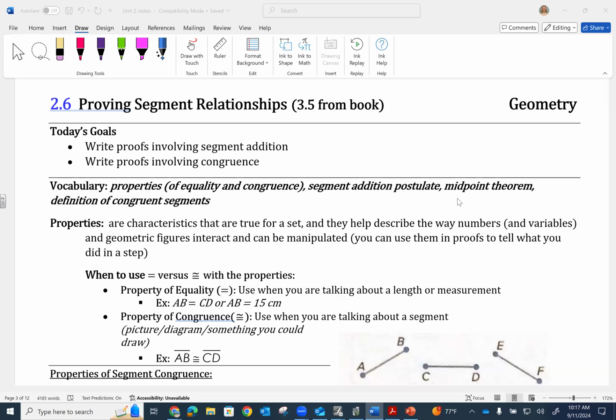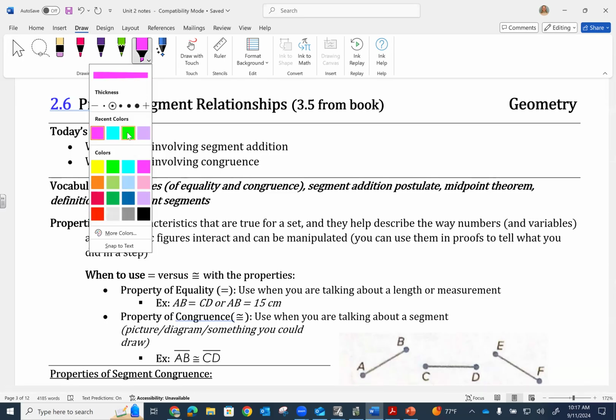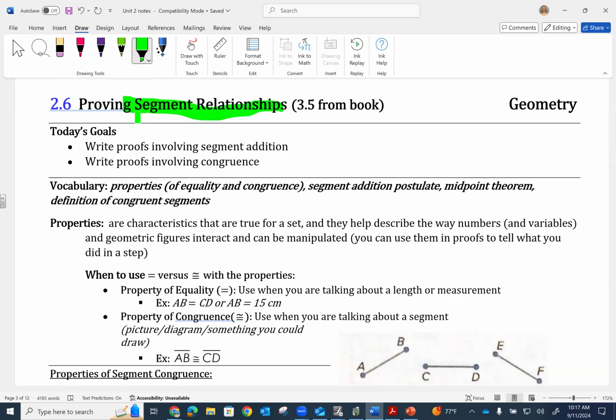Okay, so today we're going to be talking about segment relationships and we're going to be proving them. The big thing is we're going to be using some of the concepts that we've been learning over the last couple of days. Remember, in proofs we are going to be using definitions, postulates, and theorems to help us state why two segments are congruent.